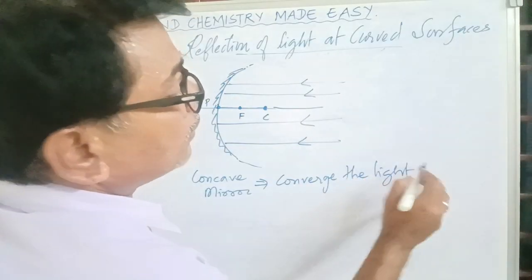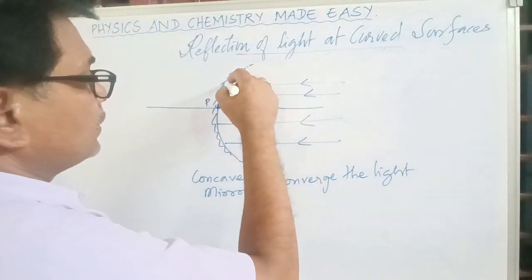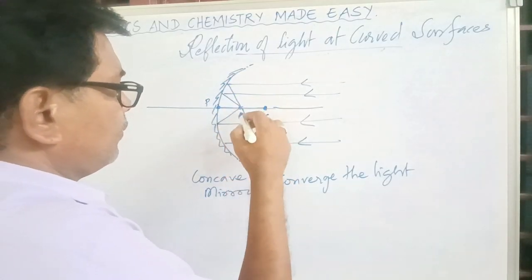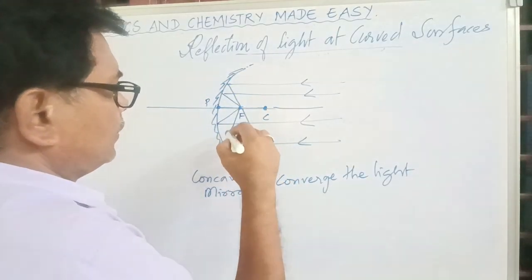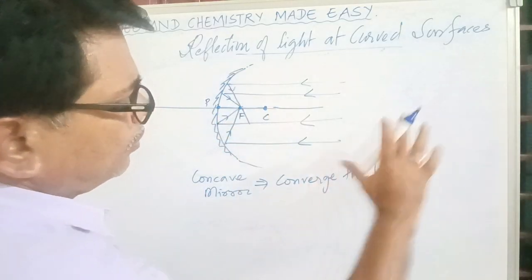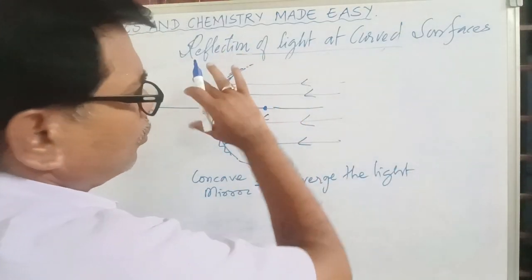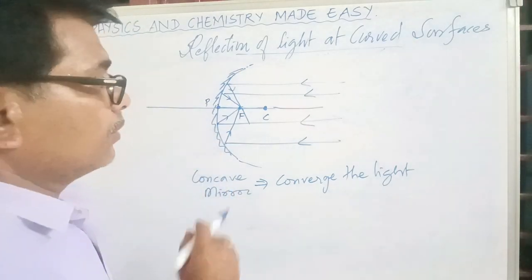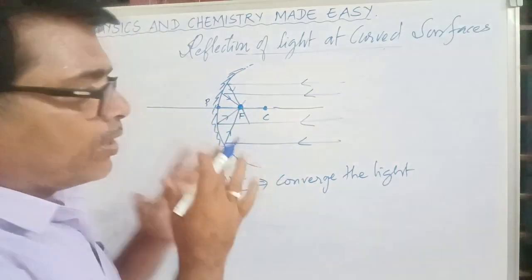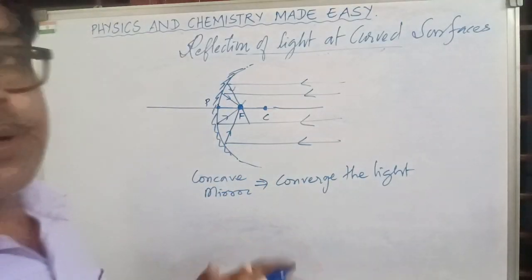Now where does it converge the light? It converges the light at the focal point. All the rays converge at the focal point. I have drawn just 2 on the top and 2 below, but it's not like that. All the light that is coming and falling on the concave mirror gets converged at the focal point. This is the working style of a concave mirror.